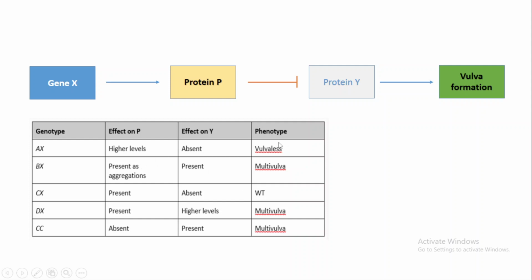For gene A, you are saying? Yes, yes, I understood. Higher levels of P will repress the protein Y.